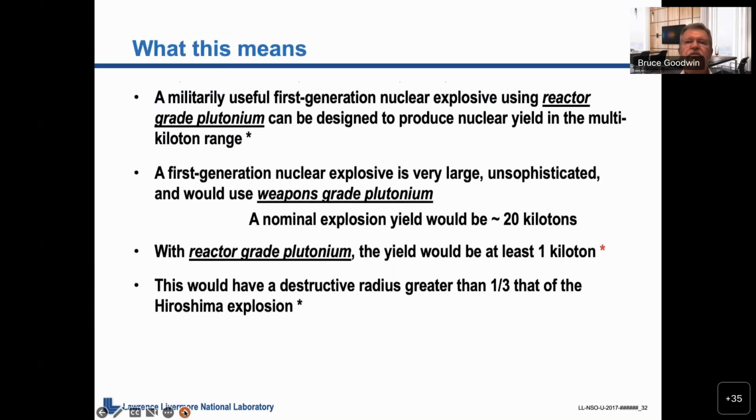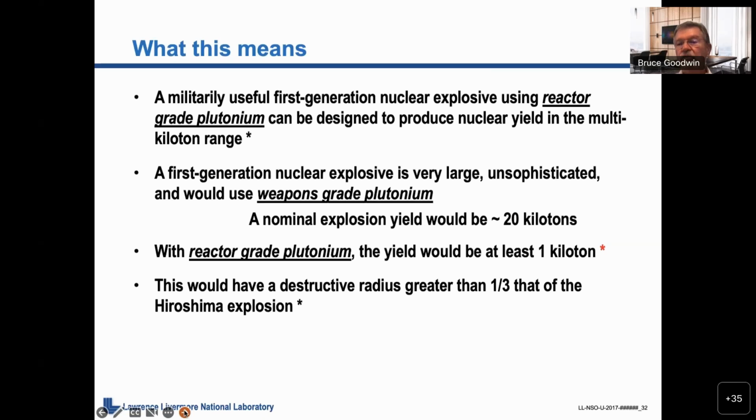It means that a militarily useful first generation nuclear explosive that uses reactor grade plutonium, read that as Fat Man, can be designed to produce a nuclear yield in the multi-kiloton range. Whereas a first generation nuclear weapon, which is very large and unsophisticated, if it used weapons grade plutonium, the nominal yield would be about 20 kilotons. So with reactor grade plutonium, you would get a yield of at least a kiloton and more likely a number of kilotons more than that.